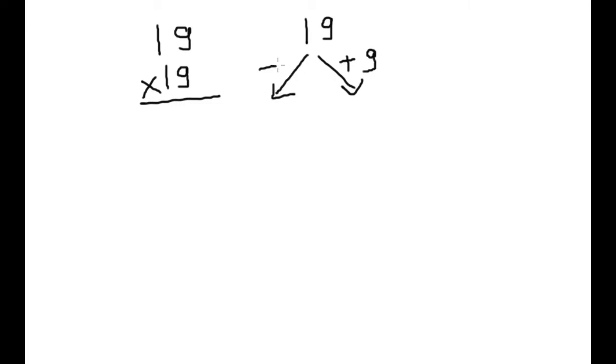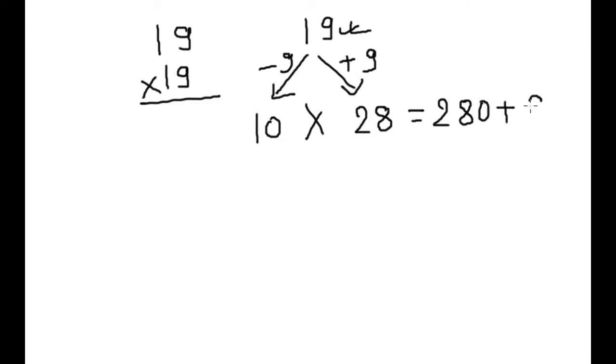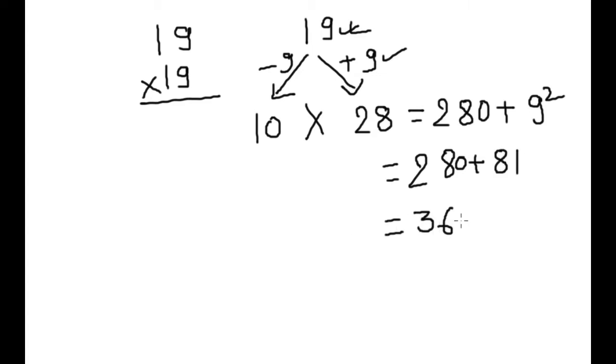Next example, 19. 19 plus 9, minus 9. The last digit is 9. So this is 28 and this is 10. Multiply: 280 plus 9 square. This is 9. So 280 plus 81, this is 361. This is 361.